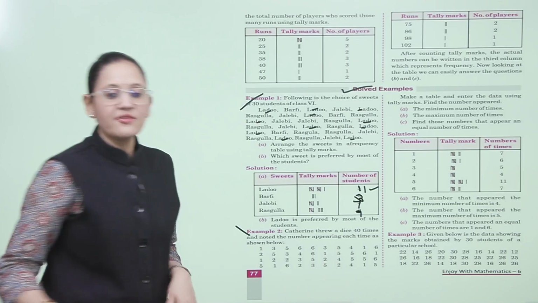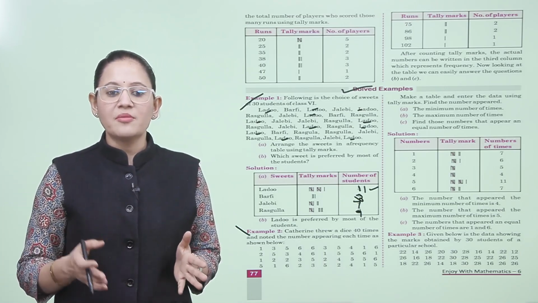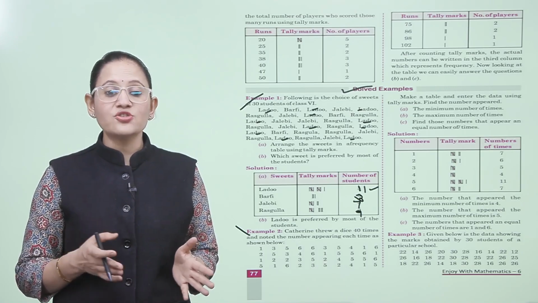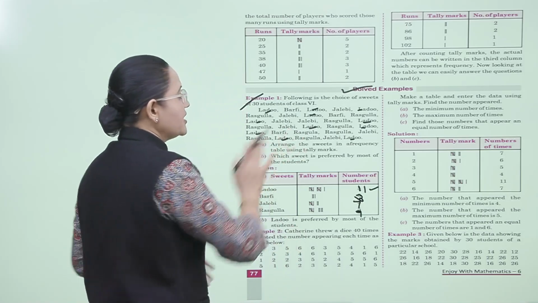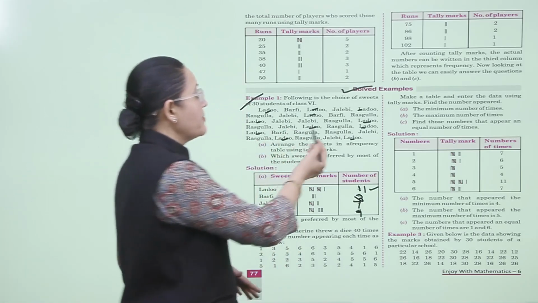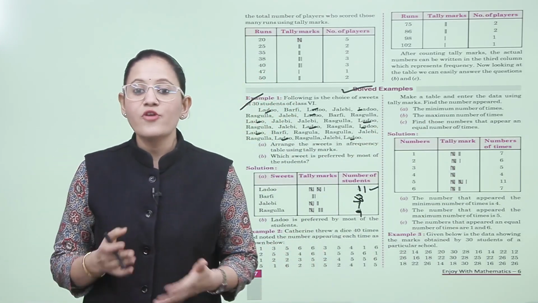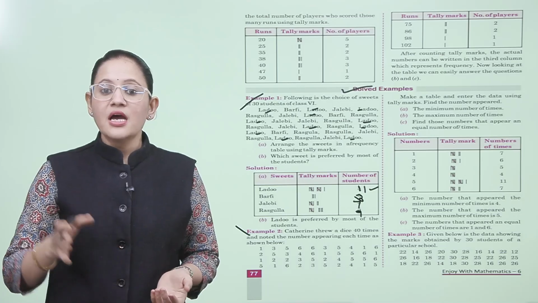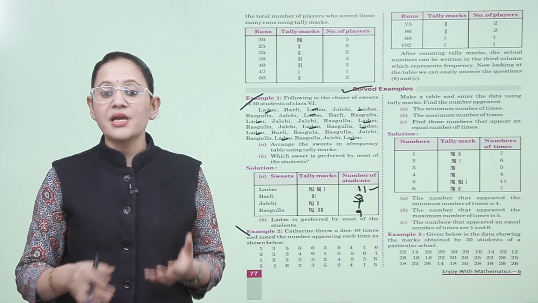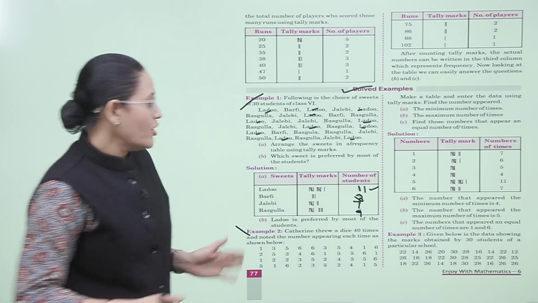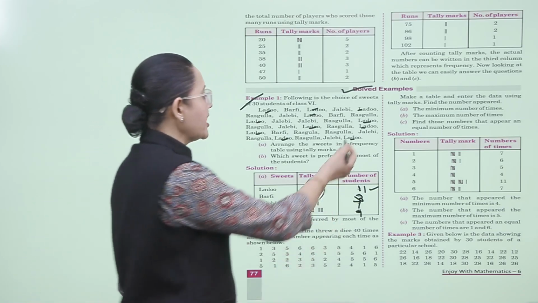Next, we'll take one more example. Catherine threw a dice 40 times and noted the number appearing each time as shown below. So, we have to make a tally table for that. Make a table to enter the data using tally marks and find the number that appeared the minimum number of times, the maximum number of times, and find those numbers that appear an equal number of times. So first we'll arrange the given data in ascending or descending order and make a tally table.